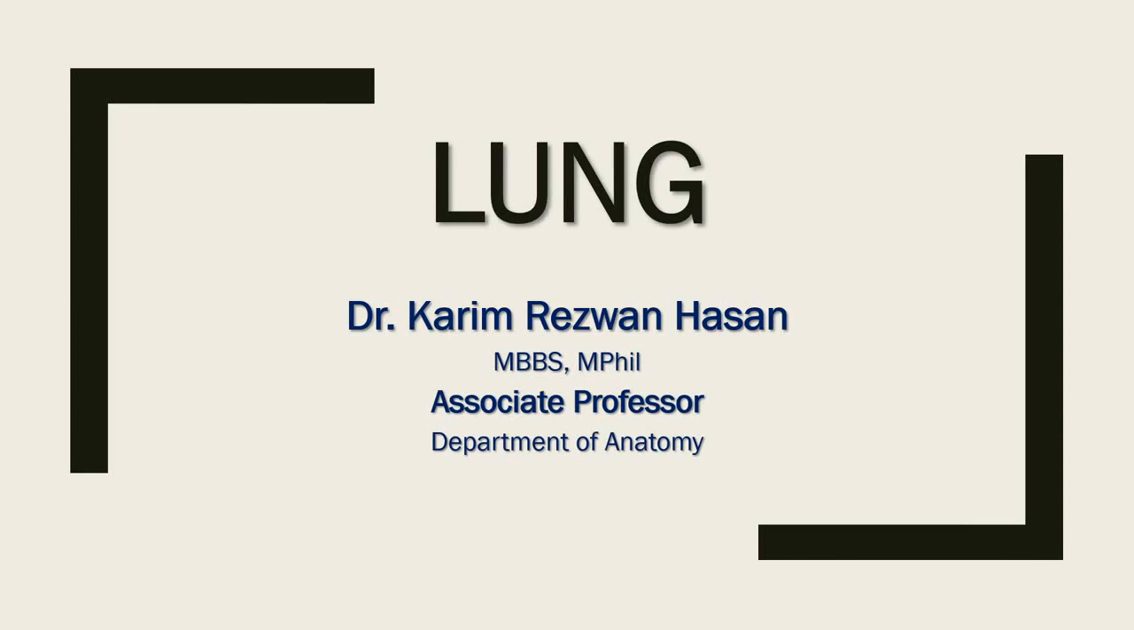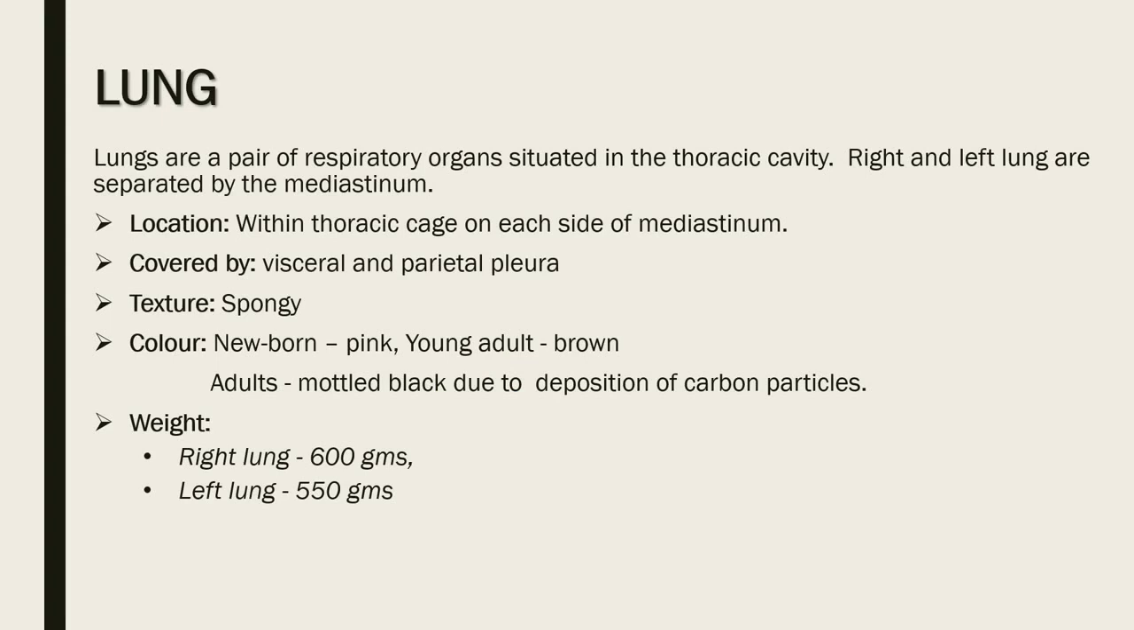My dear students, let's start with the lung. So what is the lung? Lungs are a pair of respiratory organs situated in the thoracic cavity. Right and left lung are separated by the mediastinum. Lungs are covered by visceral and parietal pleura. In texture, they are spongy. Their color in a newborn is pink, in a young adult brown, and in an adult mottled black due to the deposition of carbon particles.